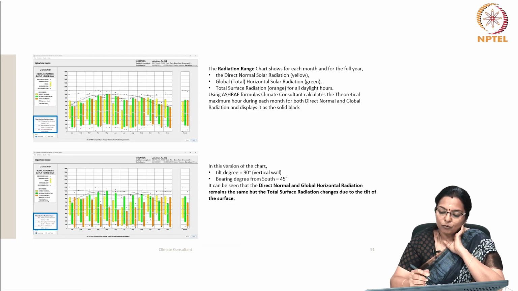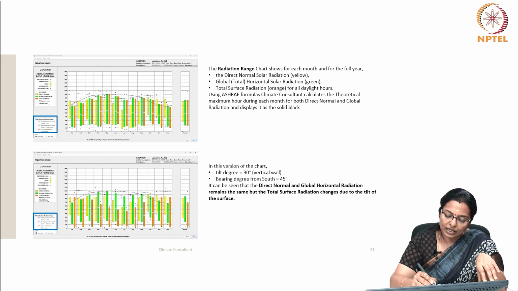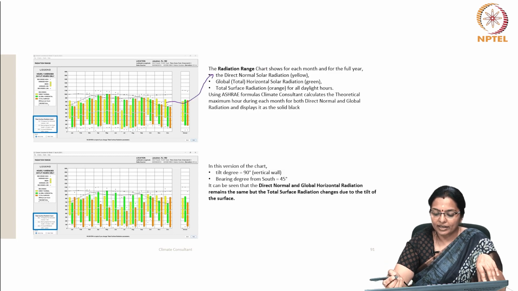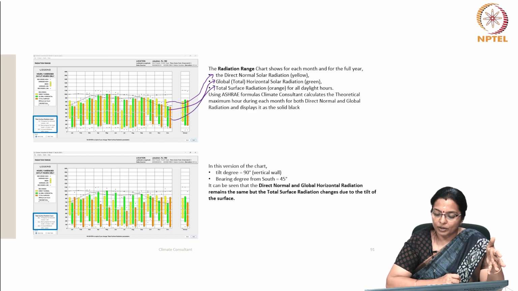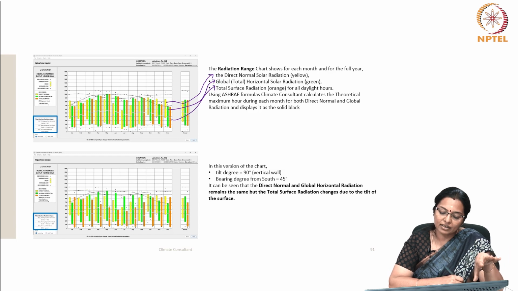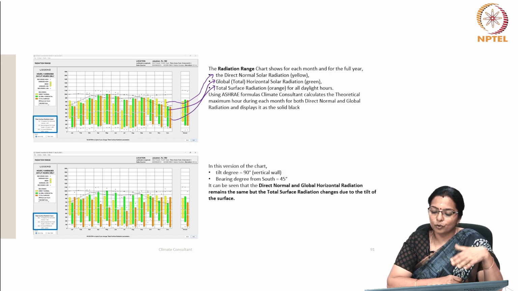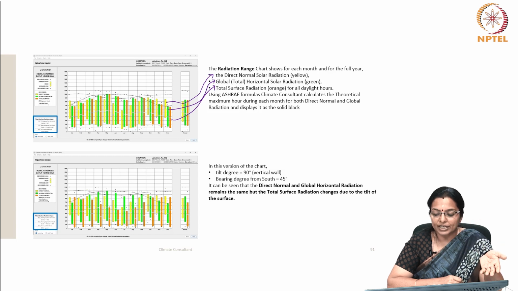This chart shows for each month and for the whole year, the yellow color is the direct normal solar radiation, whereas the global or total horizontal solar radiation is in green, and then the total surface radiation is in orange. So, using the ASHRAE formula, Climate Consultant calculates the theoretical maximum hour during each month for both direct normal and global radiation and displays it as a solid black.